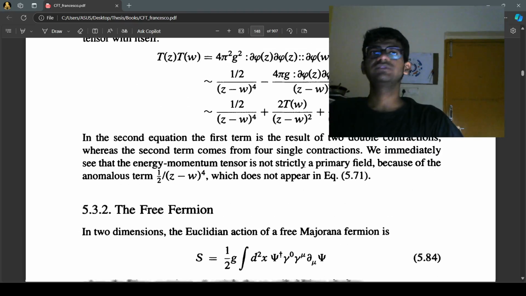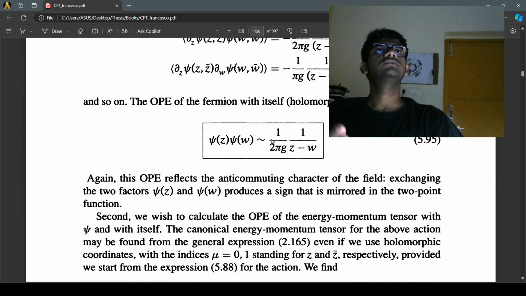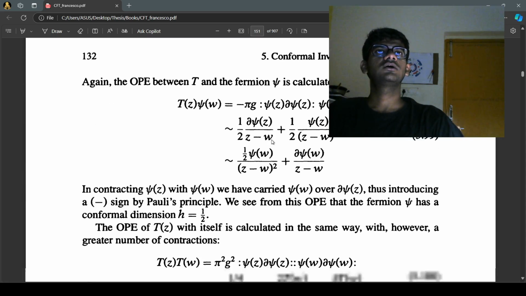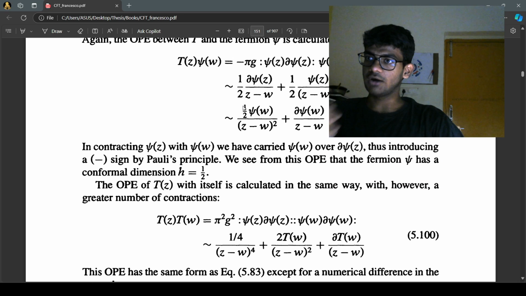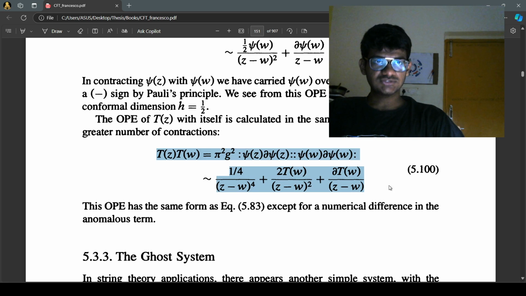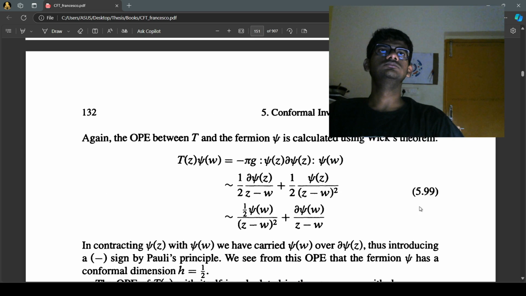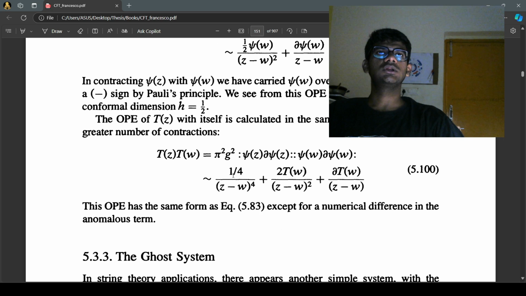So you do the same with the Majorana fermion, and then you end up with h equals a half. So the conformal dimension of psi is a half, the conformal dimension of the field, and then you do this. There is an anomalous term again. It is a dw, right? Which is 1/4 over (z minus w) to the power 4.